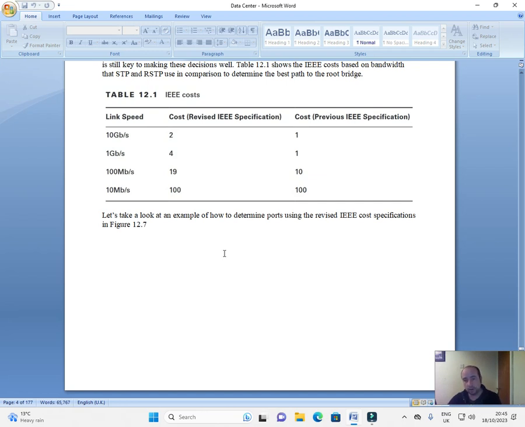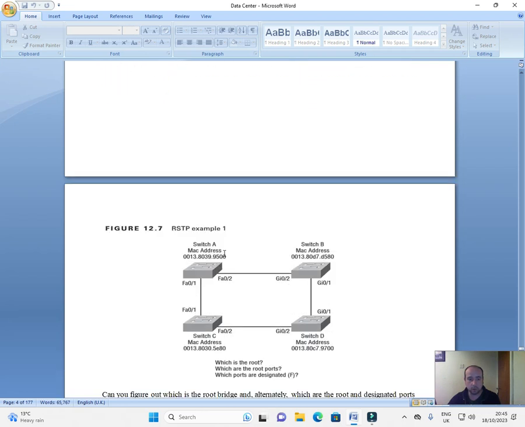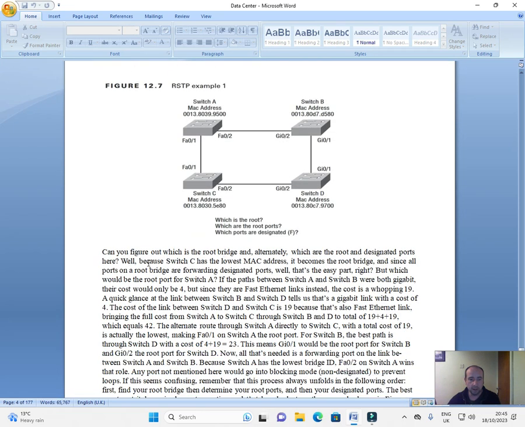Let's take a look at an example of how to determine ports using the revised IEEE cost specifications in figure 12.7. Can you figure out which is the root bridge, and which are the root and designated ports here? Well, because switch C has the lowest MAC address, it becomes the root bridge, and since all ports on a root bridge are forwarding designated ports, well, that's the easy part, right?